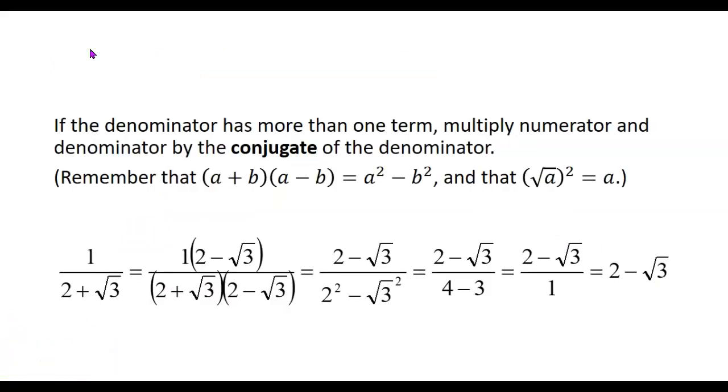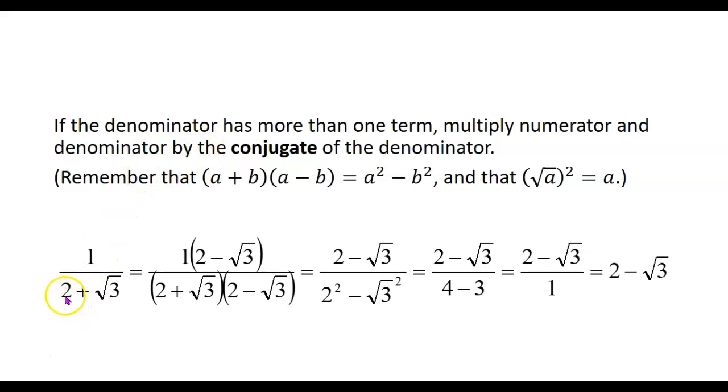Now here's where things get a little more complicated. What if we've got a denominator that has more than one term? It's not just the square root of something, but it's the square root of something and then maybe plus or minus something else. In that case, there's a trick. And that trick is to multiply on top and on the bottom by what's called the conjugate of the denominator. Something that's almost the same, but with a different sign in the middle.